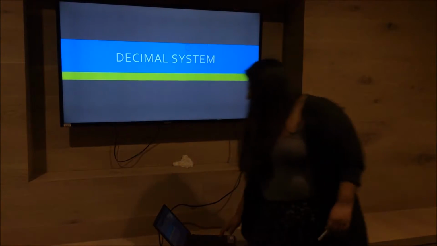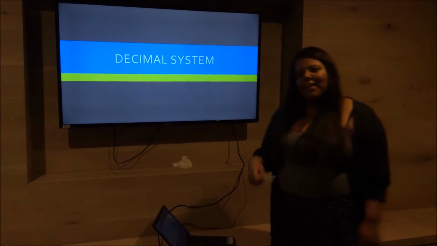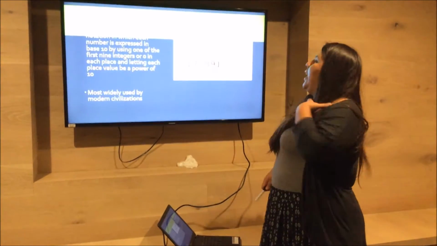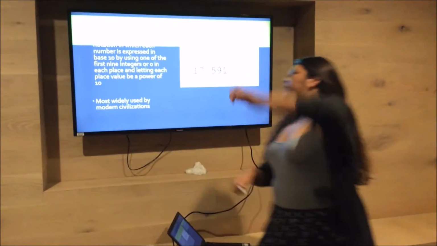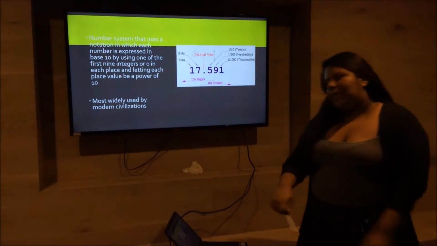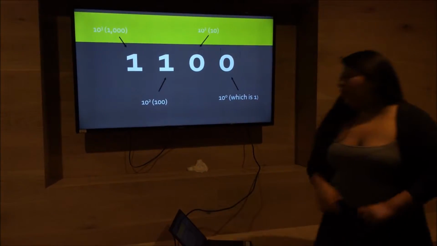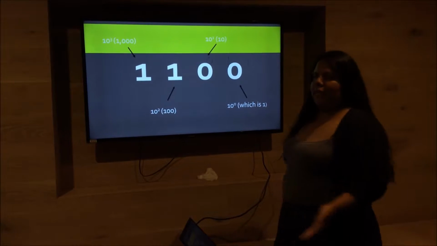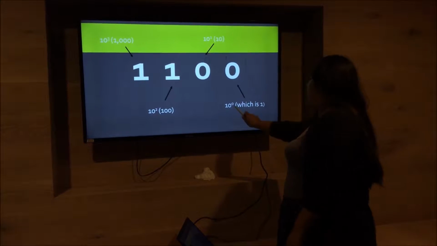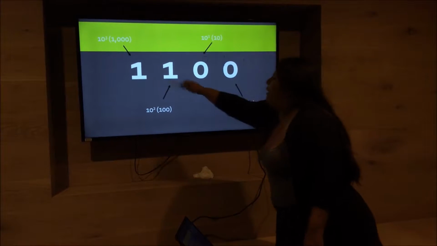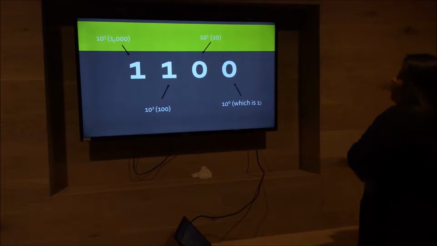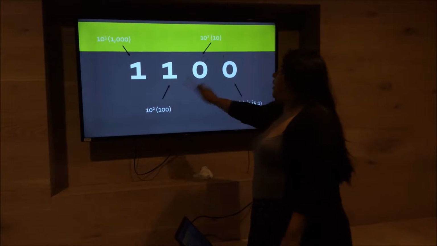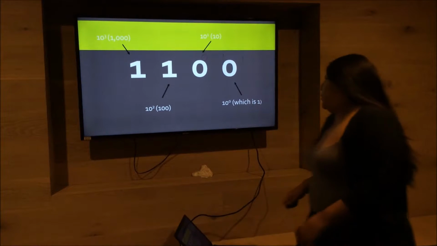Well, the decimal system is the system that we use daily. It has a base 10, and it's also a positional system. We have an example here. This 10 means the base of the system, and the power is raised depending on the position. Here it will be 0, 1, 2, 3, and so on.